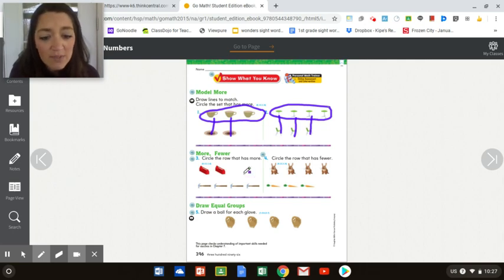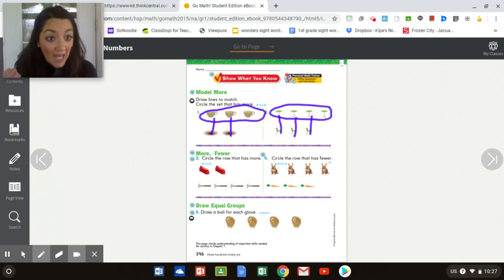Okay, so now it says more or fewer. Circle the row that has more. Here you have to listen carefully. We want to know which one has more. You're going to match them and then circle the one that has more. Now here it's saying circle the row that has fewer. If greater means more, what do you think fewer means?